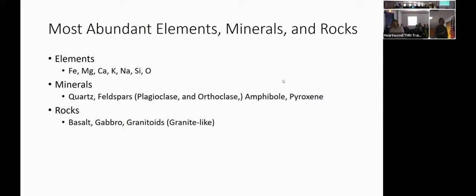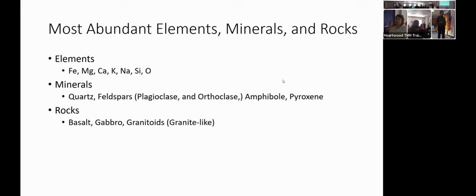So the minerals that are associated with these elements are quartz, which is SiO2, feldspars, which is SiO plus sodium, potassium, or calcium, plagioclase and orthoclase. Plagioclase is the calcium or sodium-rich version of feldspar. And orthoclase is the potassium-rich version of it. Amphiboles, a more iron-rich, but pretty silica-rich mineral, and then pyroxenes are the ones that are the most iron rich and the least silica rich. So you'll get rocks that have this composition, and there's almost no silica in it. Almost no oxygen.